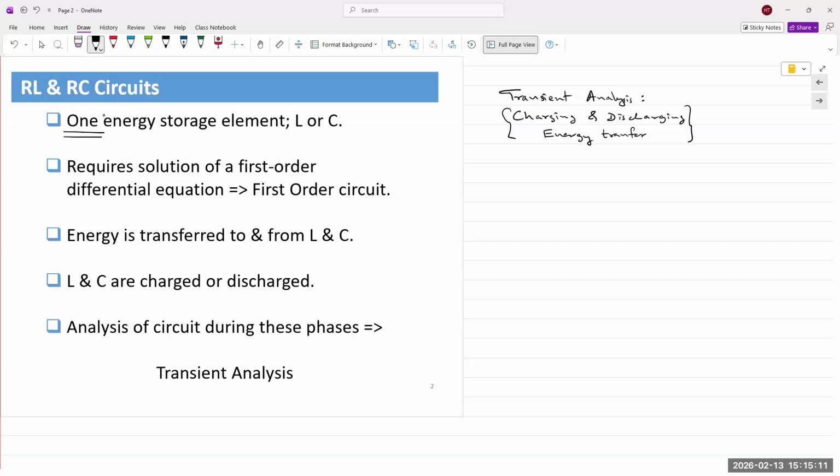Now, energy is being transferred back and forth from the inductor and capacitor. So when the energy flows into the components, we say that they are receiving charge. Charge is being built up. So we are saying this is the charging portion of the analysis, or the components are being charged up. When energy flows out of these components, then we say they are being discharged. So they're either charging or discharging. And the analysis during these charging and discharging phases is known as transient analysis.